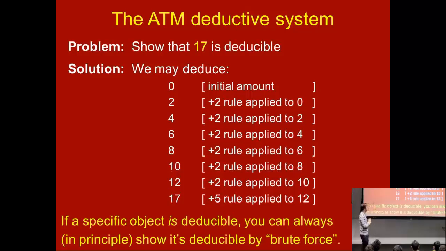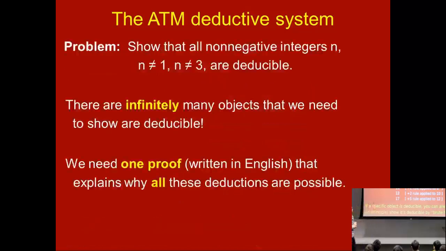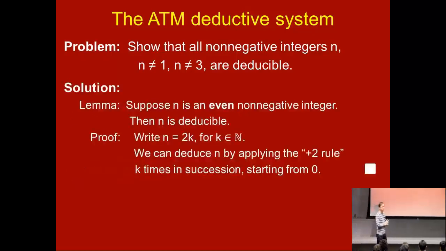OK, good. So let's try to increase the difficulty a little bit. Well, this is what we talked about before, right? When we all kind of decided, or many of us figured out, that you can deduce any number other than 1 or 3. So let's try to prove this. And let's make a simple but important observation, which is that now there's infinitely many objects that we all have to show are deducible. 0, 2, 4, 5, 6, 7, 8, etc.